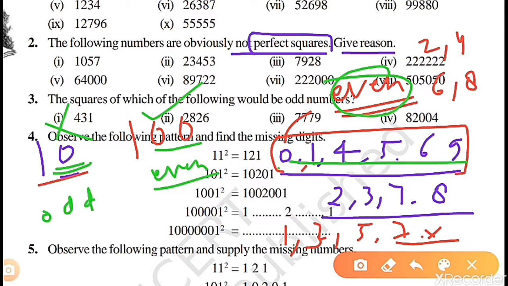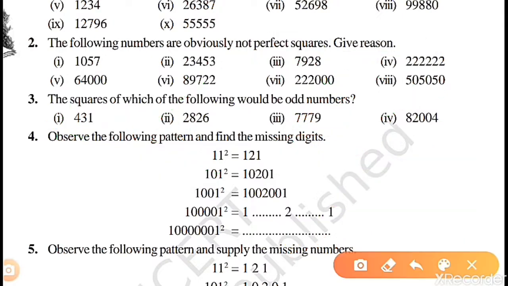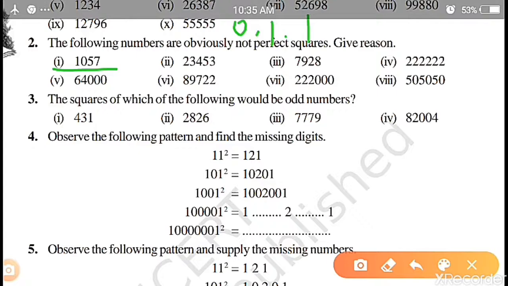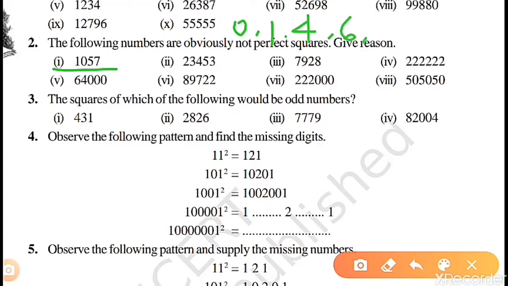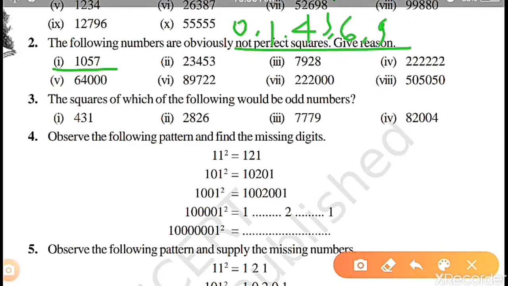Okay, so solving the questions, the first is 1057. We know this does not belong to the category of 0, 1, 4, 5, 6 and 9, as it ends with 7. It is not ending with any digit from this group, so it will not be a perfect square. Similarly, the 3 will not be a perfect square because 3 doesn't belong here.